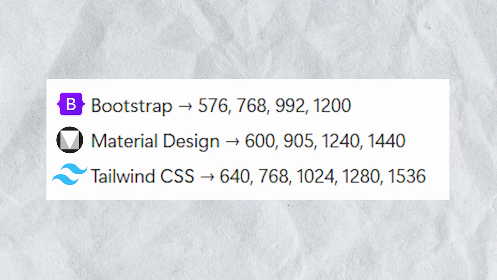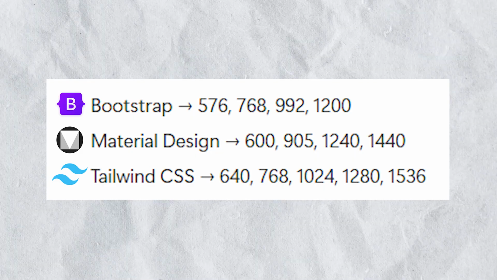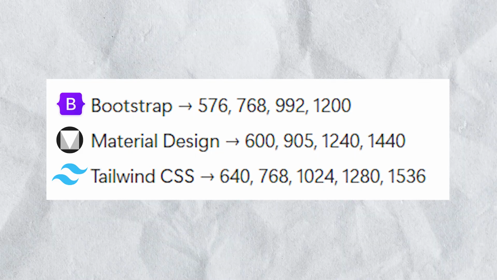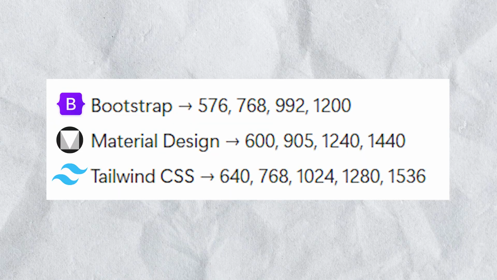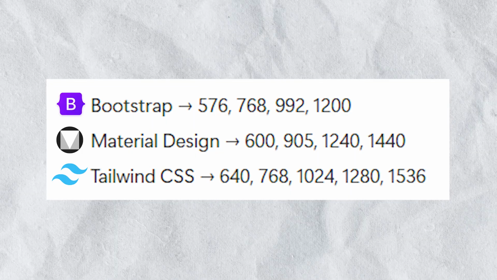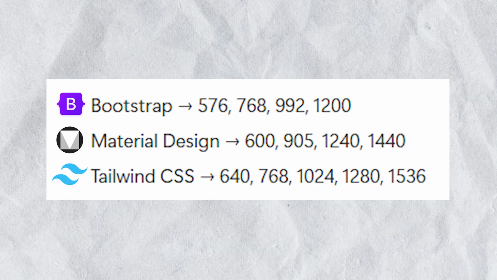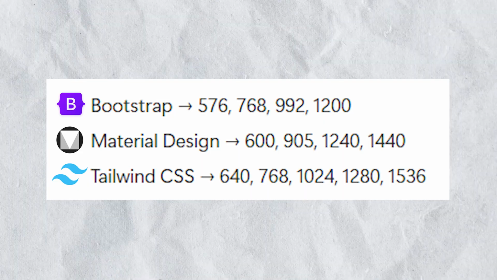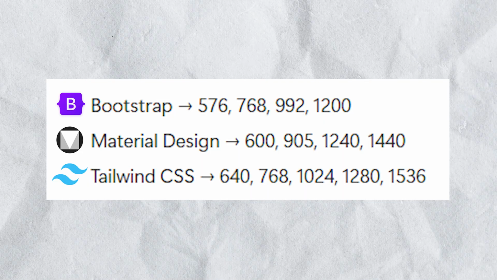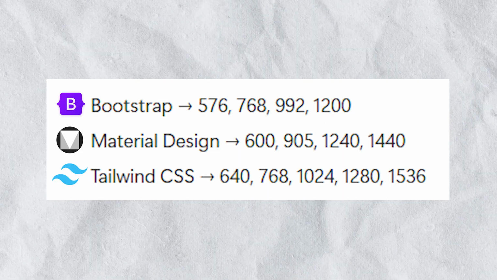Different systems of design also use different numbers. So for example, if you're using Bootstrap or Material Design or Tailwind CSS, all of which are different style guides and styling libraries, you will see them use different breakpoint numbers. Bootstrap uses 576, 768, 992 and 1200 pixels. Material Design uses 600, 905, 1240 and 1440 sizes for breakpoints of different devices. Tailwind CSS uses 640, 768, 1024, 1280 and 1536 pixels as breakpoints.